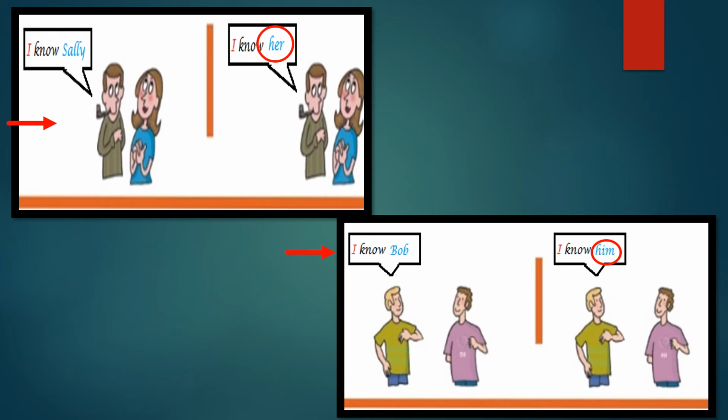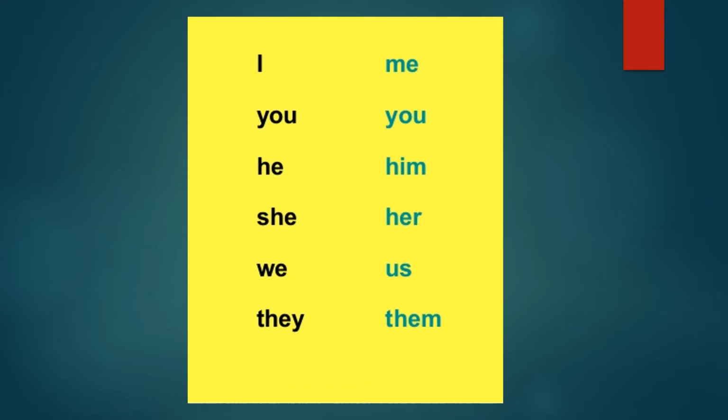Okay, so we are going to talk about this in more detail. We are going to talk about these two ways of writing pronouns. You can see how forms are changing. I changes into me, you remains same, he into him, she, her, we, us, they and them. Now how you can remember this? There is one trick.